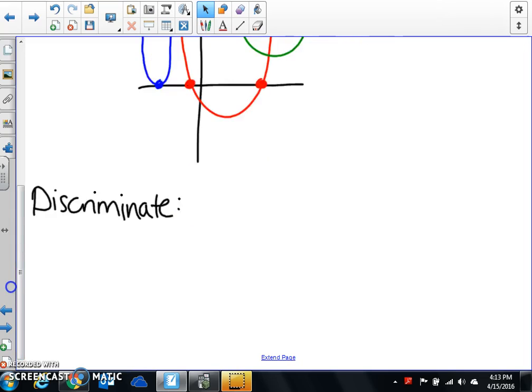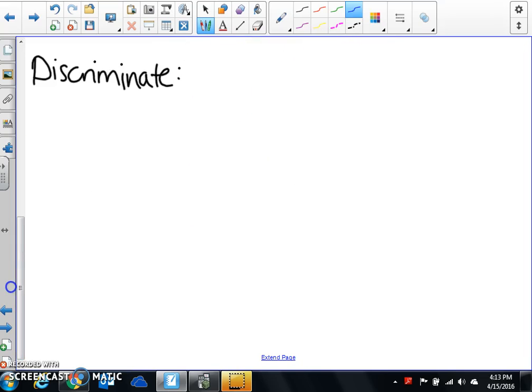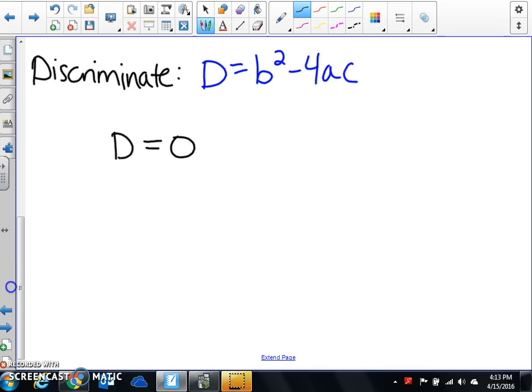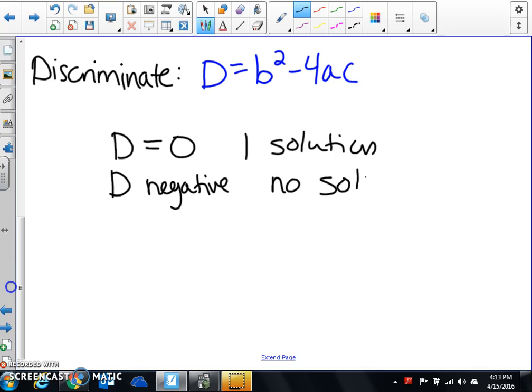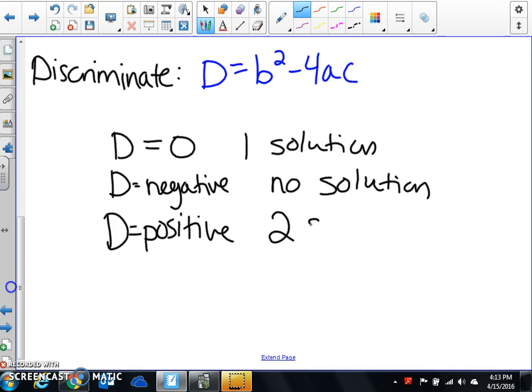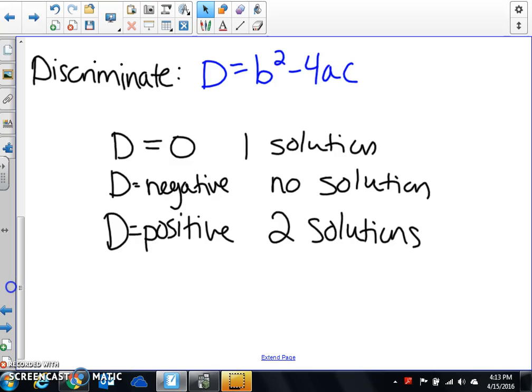Now, an easy way to shortcut to determine is to use the discriminant. So the discriminant is equal to b squared minus 4ac, okay? So I'll explain to you how to use that, but in general, if the discriminant is equal to 0, there's going to be one solution. If the discriminant is negative, there's no solution. And if the discriminant is a positive number, then it's going to have two solutions. Okay? So let's go ahead and start with number 1.